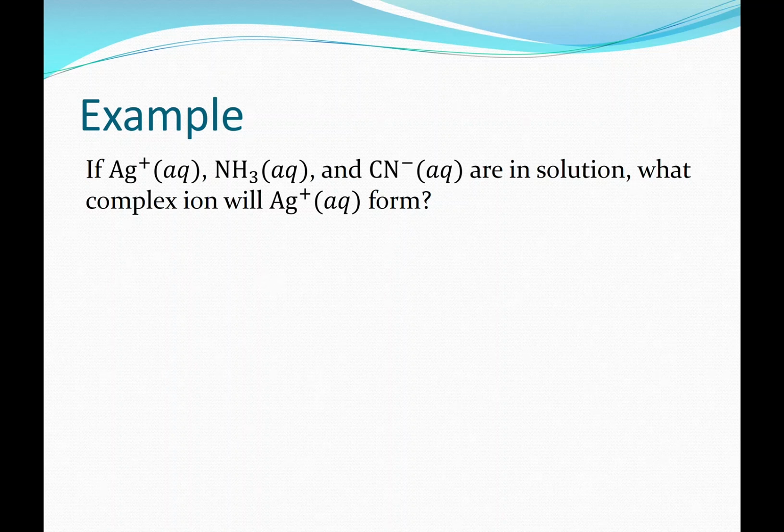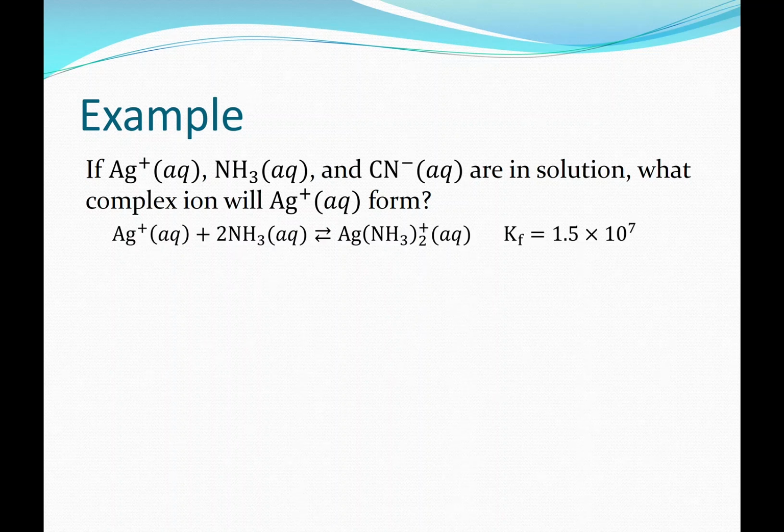We're going to deal with just the qualitative of this, not so much looking at the equilibrium from a quantitative perspective. But let's say we have a solution in which we have some silver ion, we have some ammonia, and we have some cyanide in the solution. And the question is, which complex ion are we going to form? Or are we just going to leave this in the aquo form where the silver just has some water molecules associated with it?